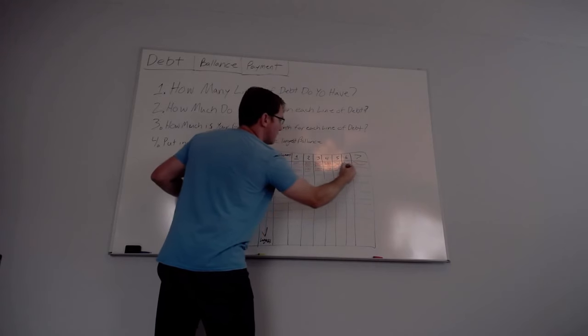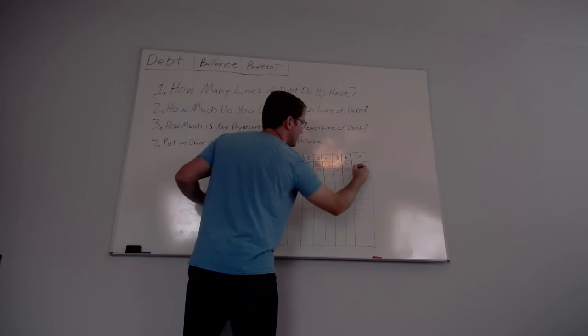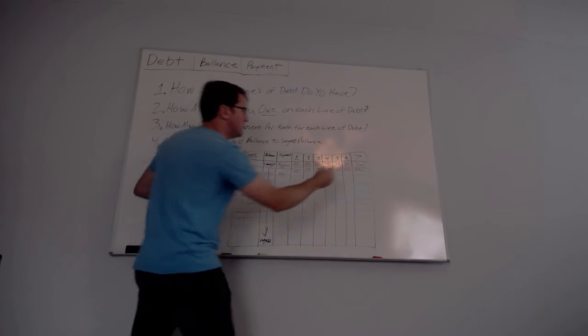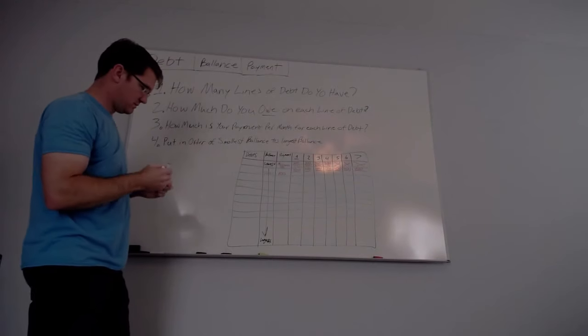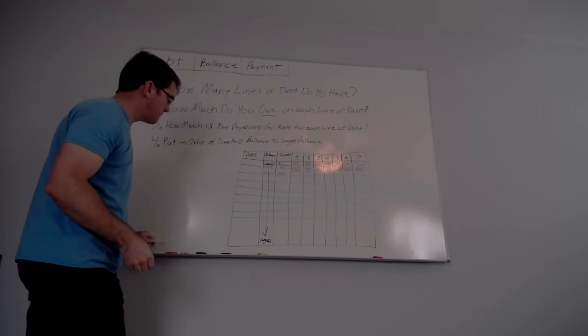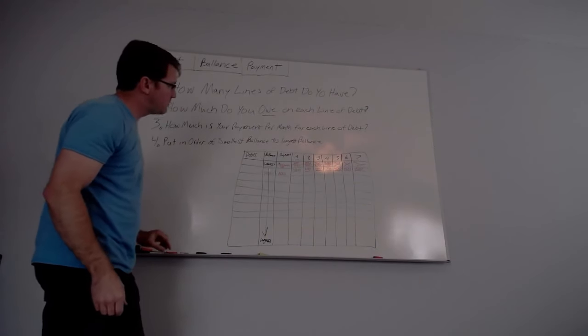And then 4, 8, 12. I mean, really, probably by month 8, this will be paid off. That one will be paid off. That makes sense? I can break it down more.